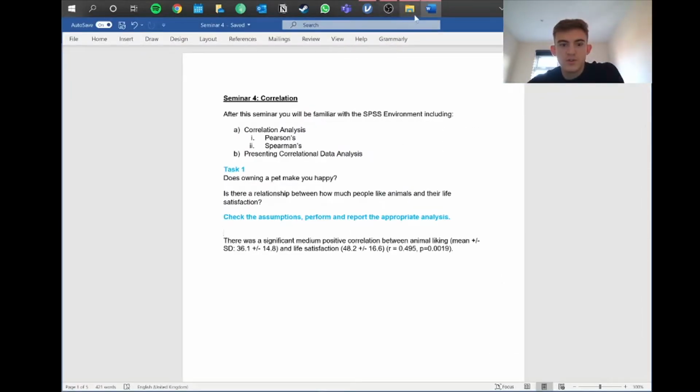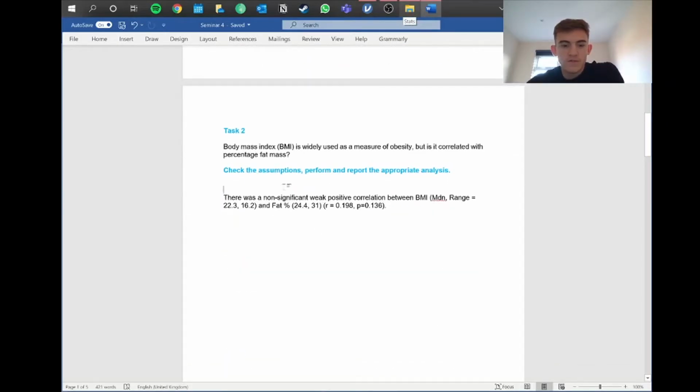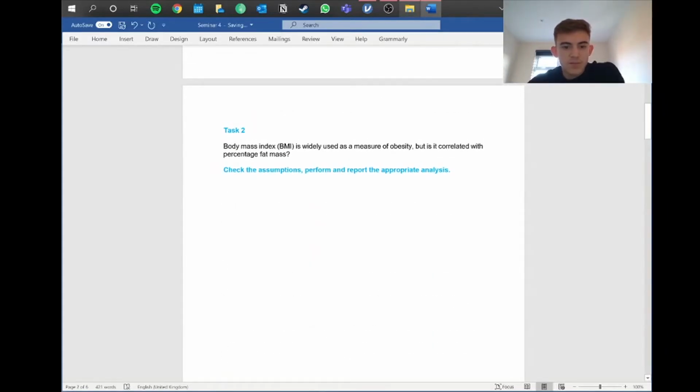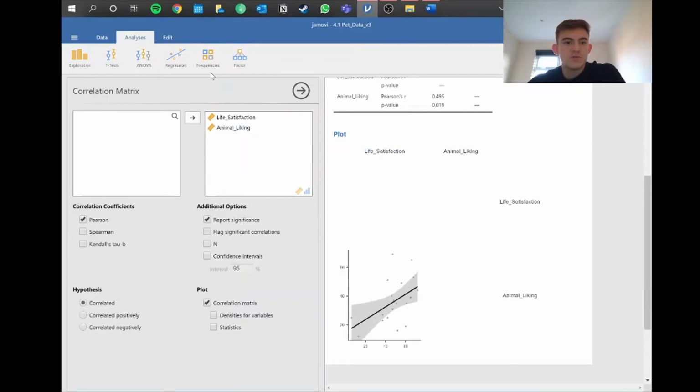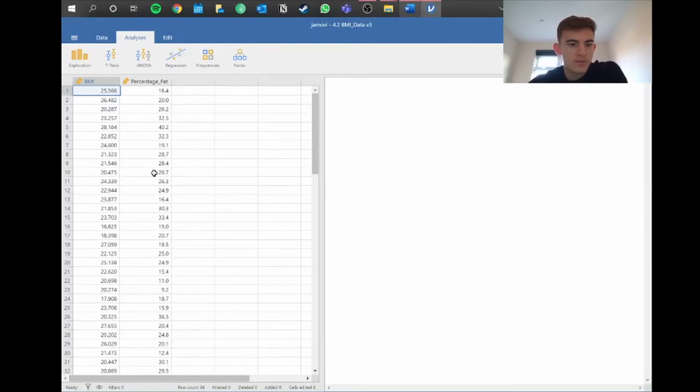So if we jump into another example just to see how we can do it from a different view. So here we can see body mass index, BMI, is widely used as a measure of obesity, but is it correlated with percentage fat mass? So what we're being asked here is: does BMI correlate with percentage fat mass? So if we just jump into the data. Okay, so here we have our data. So we've got our BMI and our percentage fat mass. So again, I'm going to go into exploration.